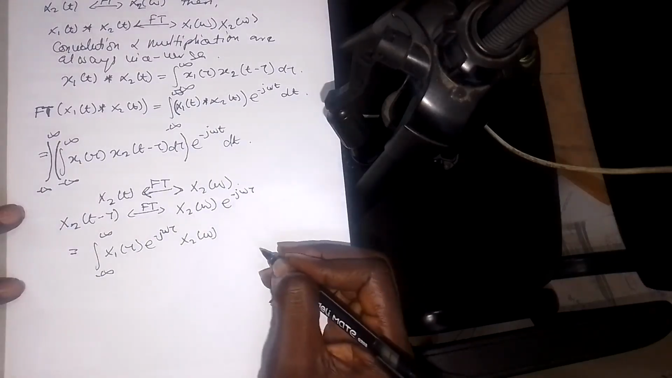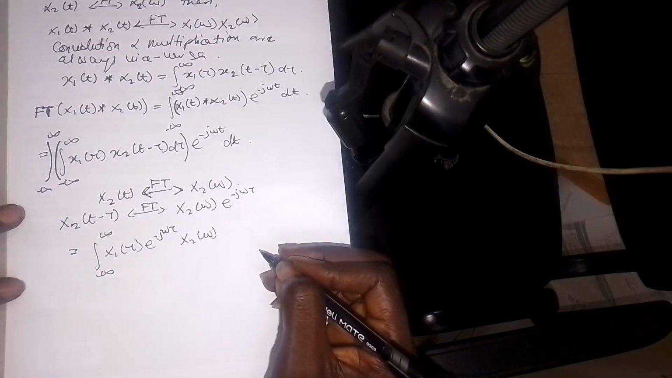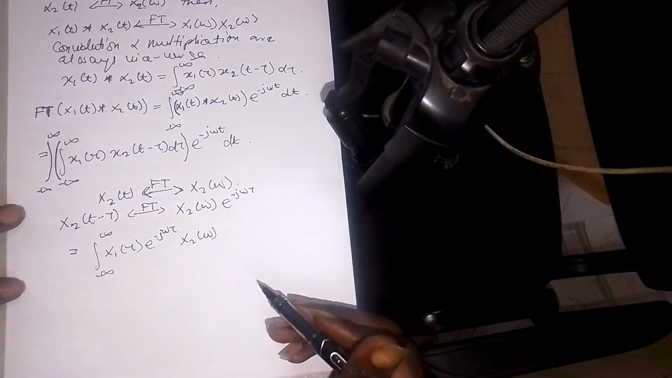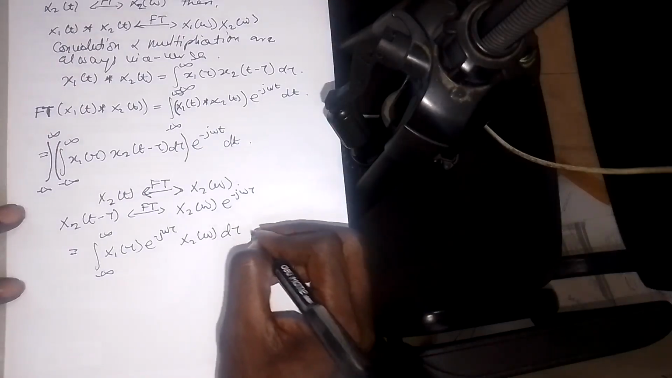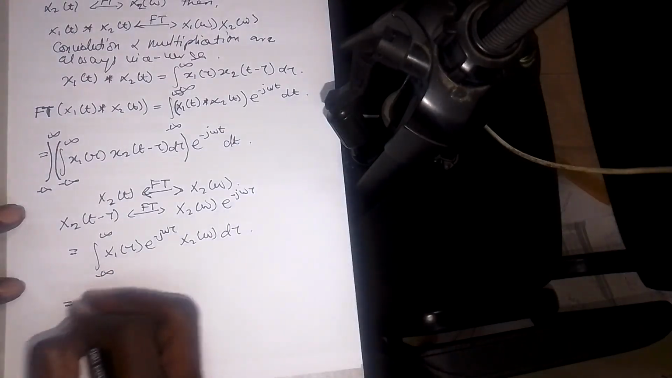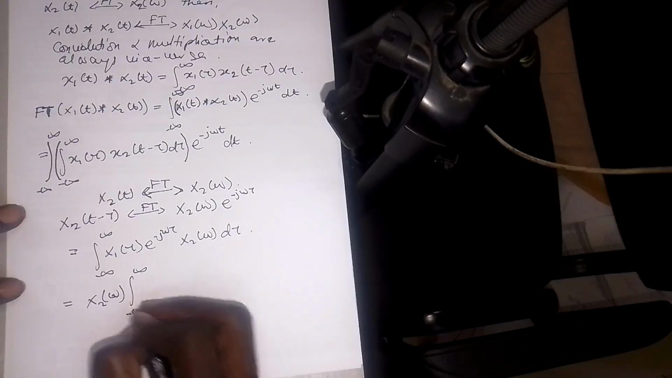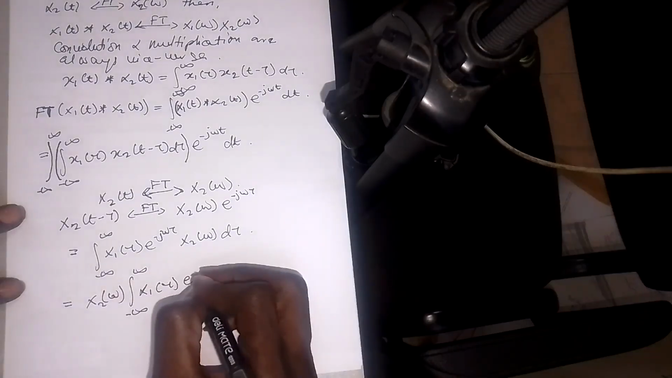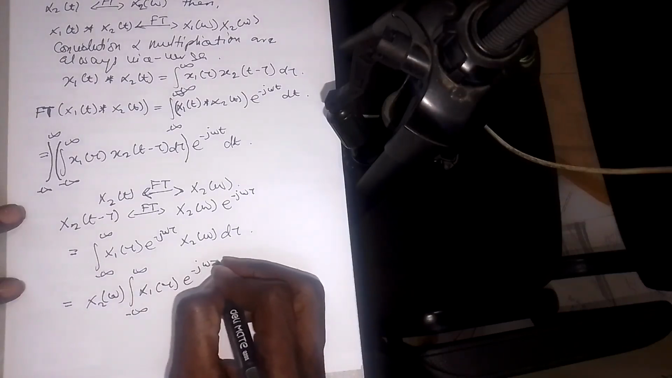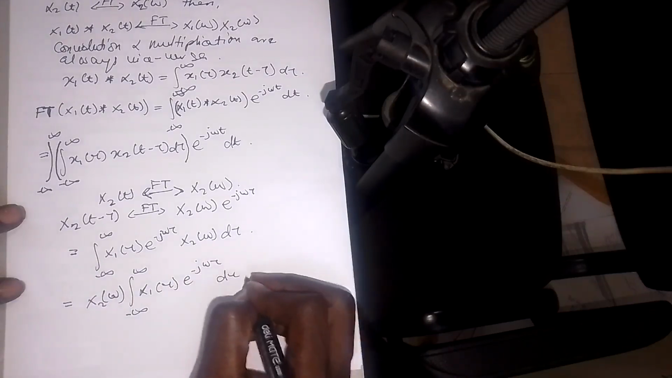Omega. Okay, X2 of omega. So this is what I'm going to have. Because of the tau here, I can bring X2 of omega outside because it's not of interest right now. And then here, integral from minus infinity to infinity, X1 of tau times e to the minus j omega tau d tau.